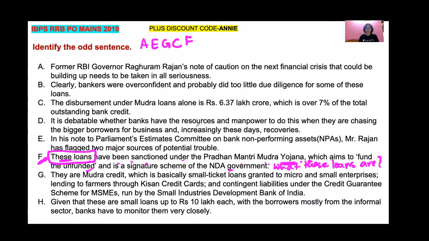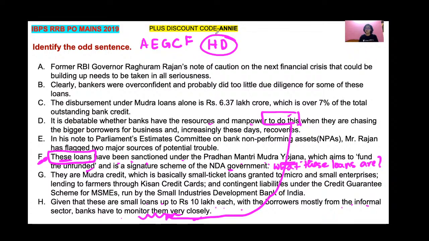Okay, after that, given that these are small loans up to 10 lakh each, with the borrowers mostly from the informal sector, banks have to monitor them very closely. Then it is debatable whether banks have the resources and manpower to do this. To do what? To monitor them closely. So it is debatable, it is not known whether banks have the manpower and the resources to monitor the loans closely. And that is the reason H and D form a pair.